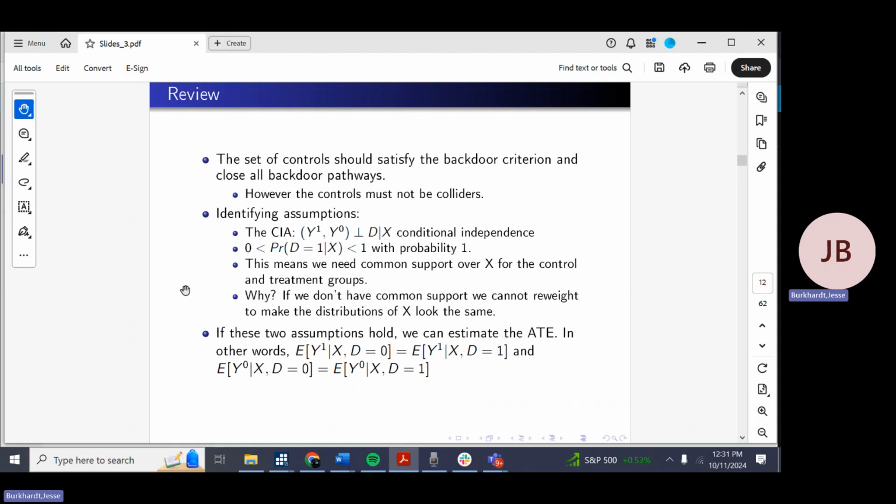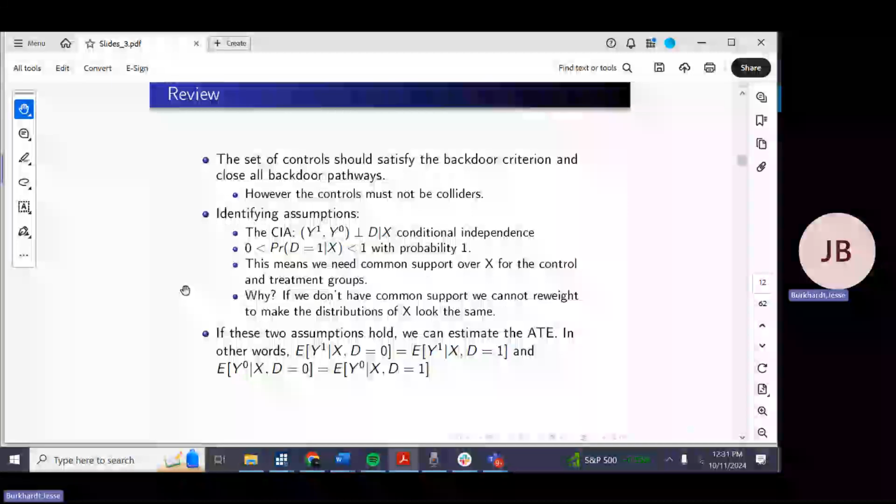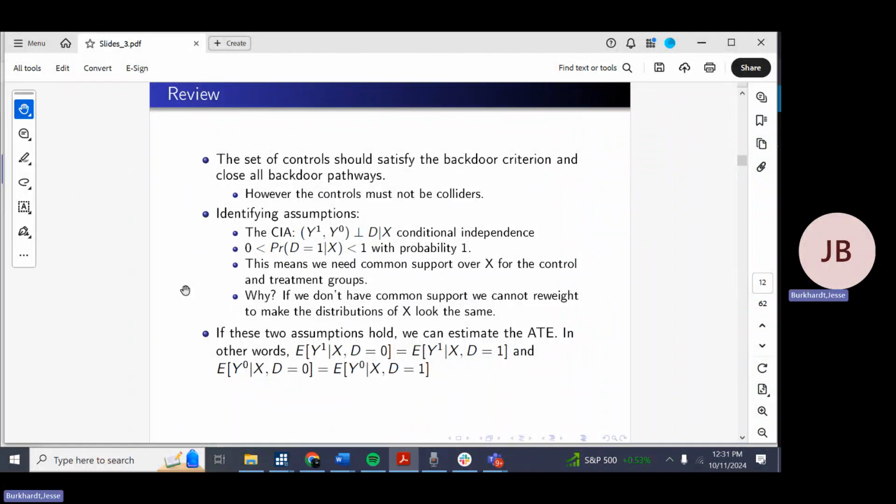Let's think about an extreme example here. What if our non-smokers were all 5 years old and our cigar and pipe smokers were all 85 years old? We don't have common support over the age, the control variable, or the confounder. There's no comparable 5-year-old that smokes a cigar or pipe in our data set, and there's no comparable 85-year-old that doesn't smoke in our data set, if that were the case. So that means we cannot reweight to make the distributions of X look the same. However, if these two assumptions hold, we can estimate the average treatment effect, and we'll get conditional independence. The expected value of the treated outcome, conditional on X, is independent of actual treatment. And same for the control group.